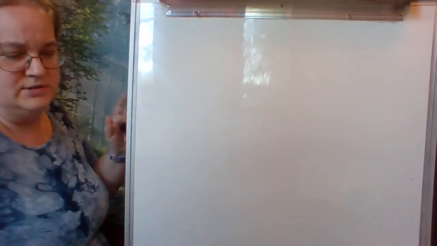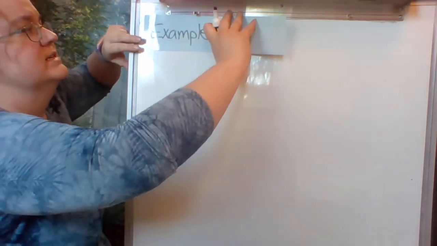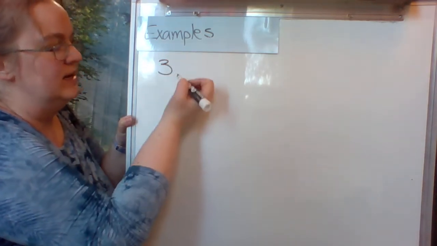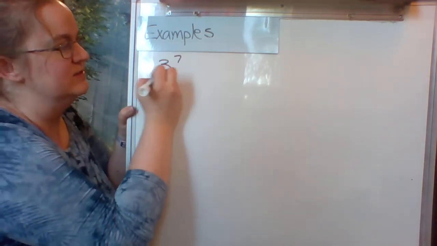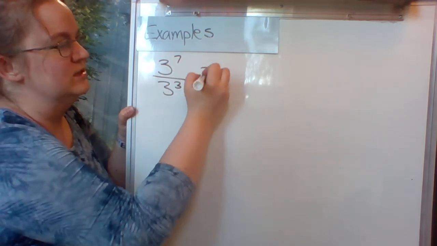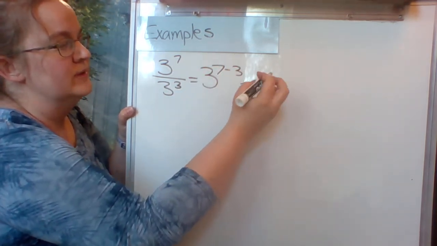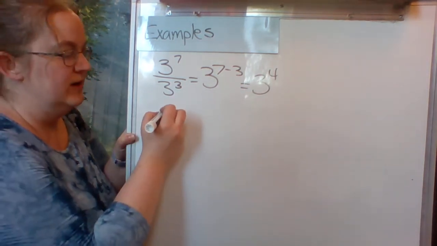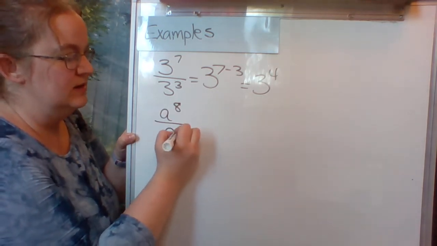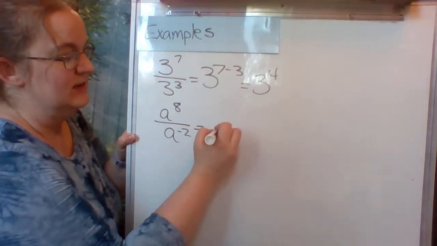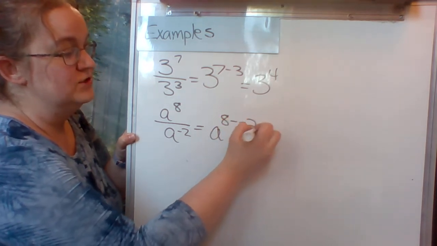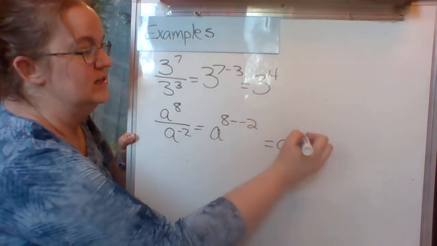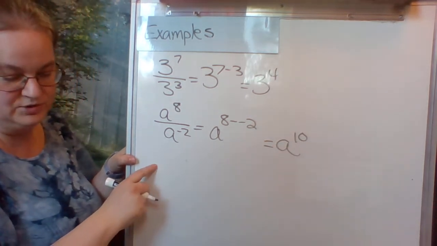So on your notes, if you go to where it says examples, let's take a look at some examples and what that might look like. If I have 3 to the 7th divided by 3 to the 3rd, that's going to be 3 to the 7 minus 3, which would be 3 to the 4th power, and that would be my answer. If I have a to the 8th divided by a to the negative 2, that's a to the 8 minus negative 2. Well, minus a negative becomes a plus, so that's a to the 10th. So the rules apply there as well.